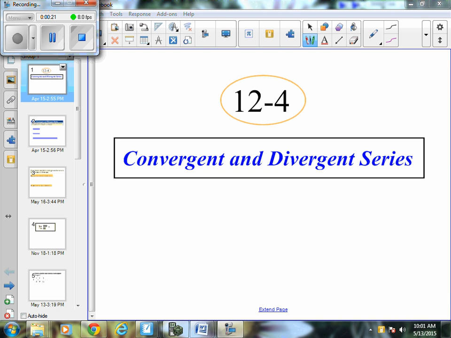The actual concept of what those are really isn't too bad. We have a real basic idea about what each of those means. Convergent: if something converges, think about what that word means. If roads converge or things converge, it means they come together. So what convergent means is that the series has a sum or a limit. And for divergent, it means it does not. It does not have a limit.